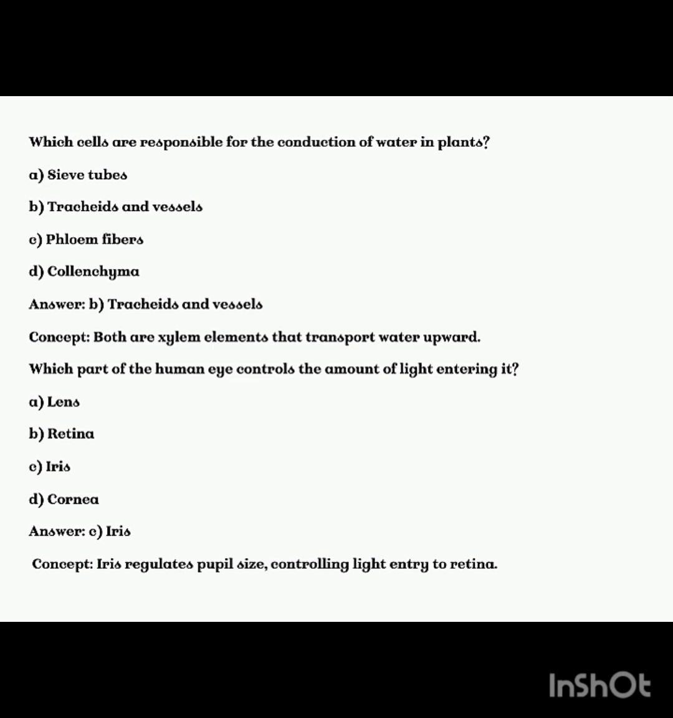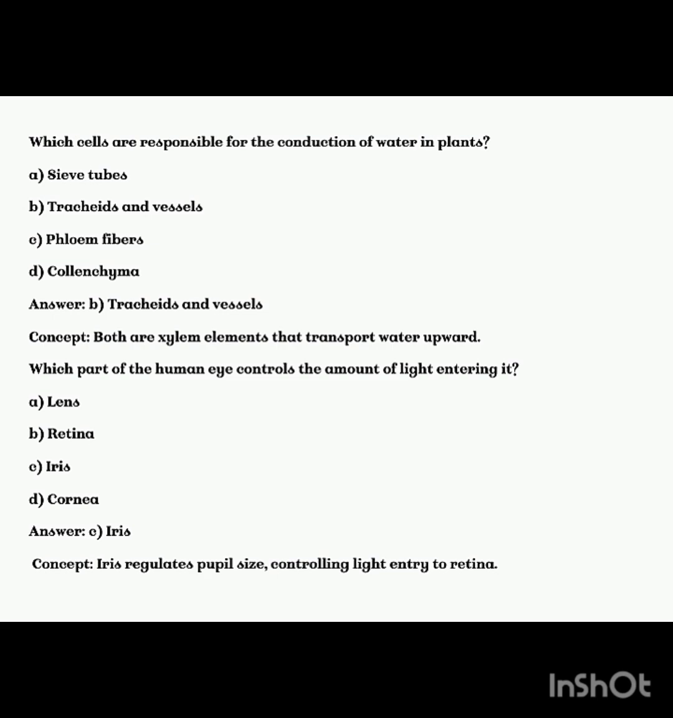Which cells are responsible for the conduction of water in plants? A. Sieve tubes, B. Tracheids and vessels, C. Phloem fibers, D. Collenchyma. Answer: B. Tracheids and vessels. Concept: both are xylem elements that transport water upward.